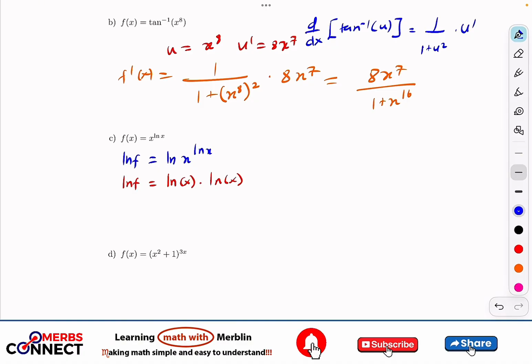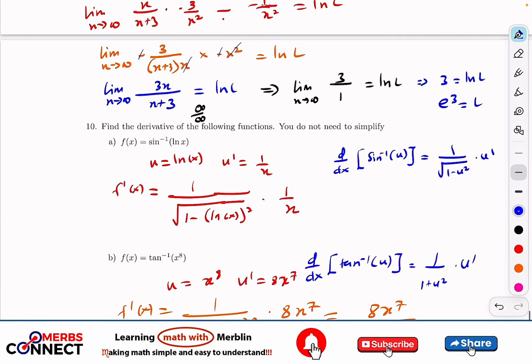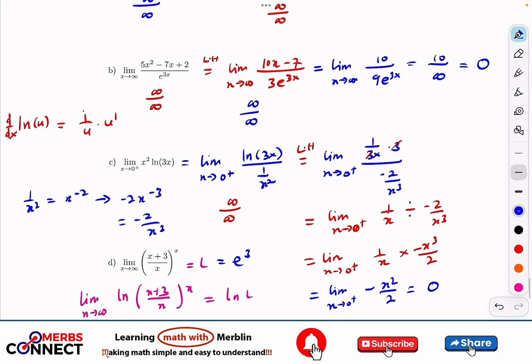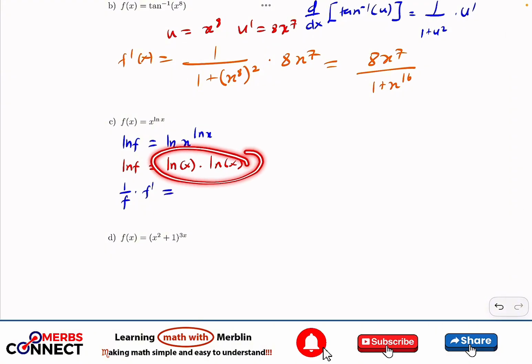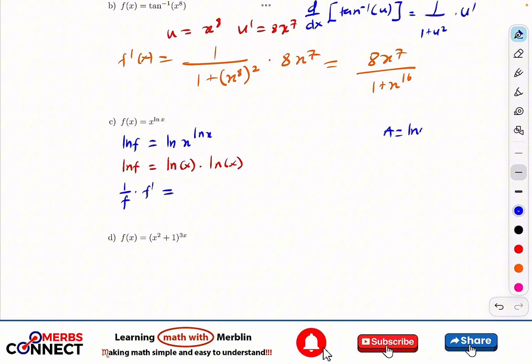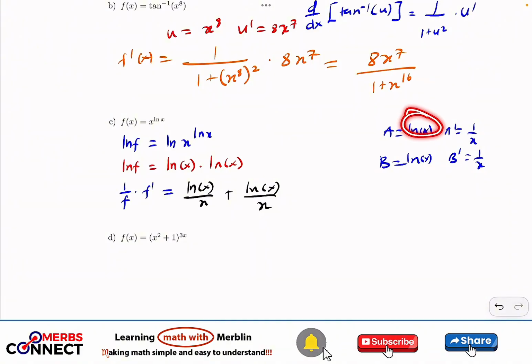Now we can differentiate it. We know how to differentiate a ln function: 1 over u times u prime. So it means that this is going to give us 1 over f times f prime, which is equal to, now let's use the product rule for this. If a is equal to ln of x, what should be a prime? 1 over x. B is equal to ln of x. What should be b prime? 1 over x. So this is going to give us ln of x divided by x plus ln of x divided by x, because we need to multiply a to b prime and b to a prime.